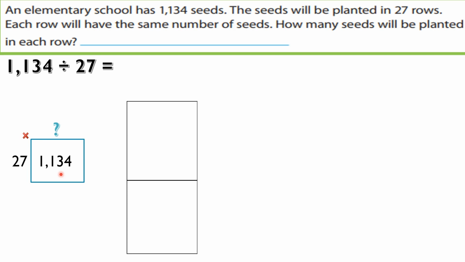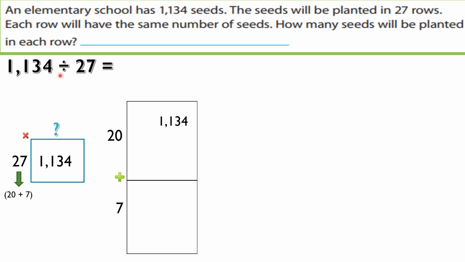And we know that 27 is a big number. For those of you who might have problems working with larger numbers, you can decompose the divisor and you can say, okay, let me break down the divisor as 20 plus 7. So that means I'm going to be having 20 plus 7 dividing 1,134. So now we have to start guess and check.